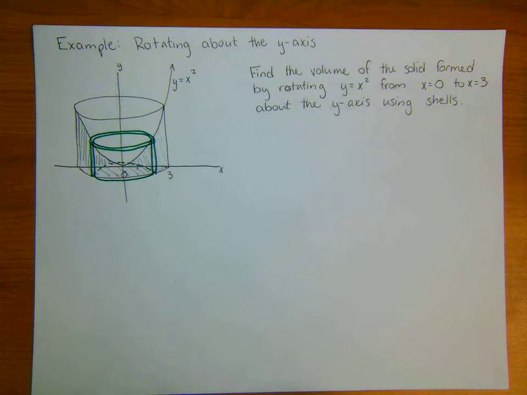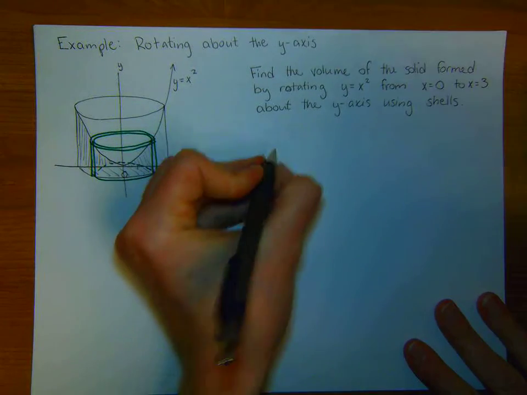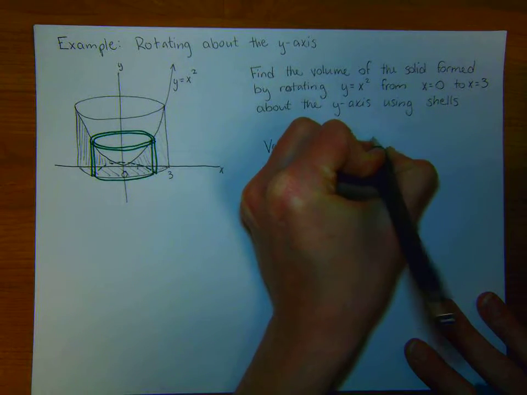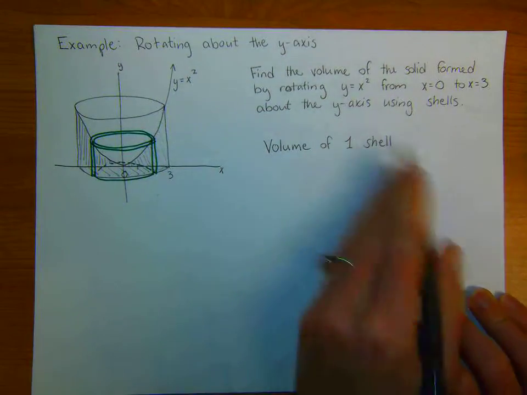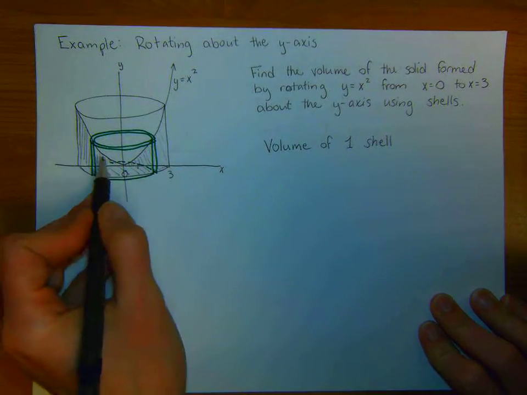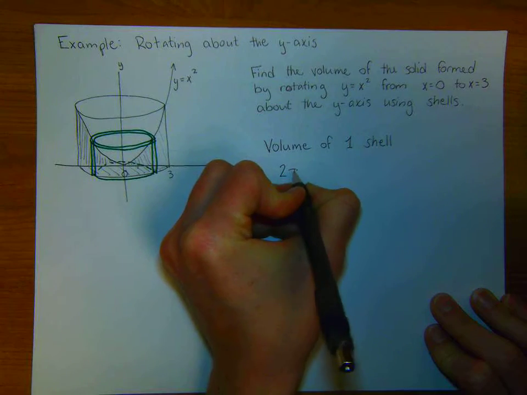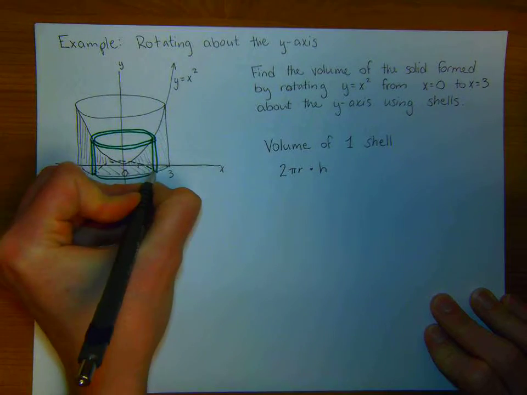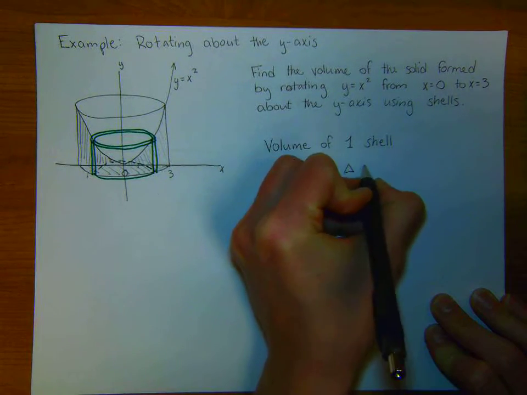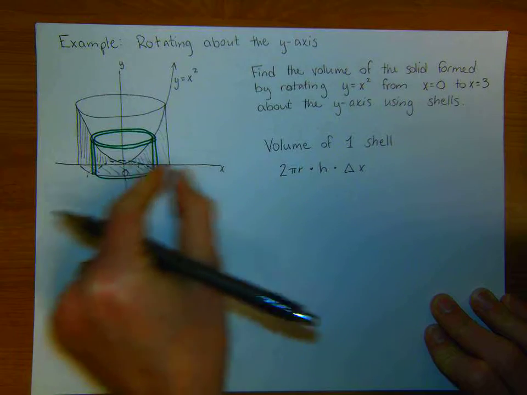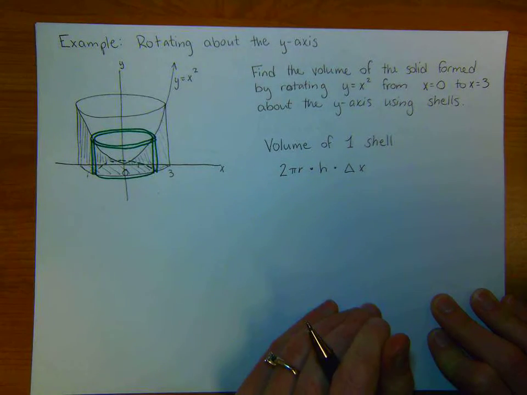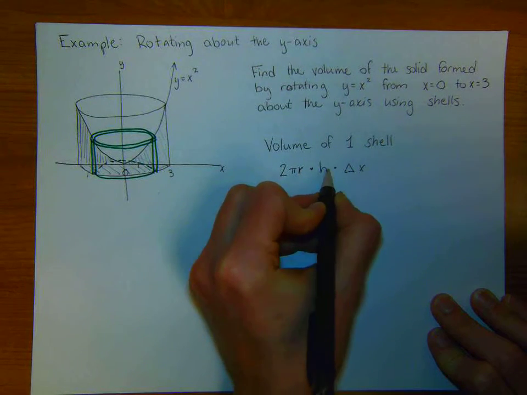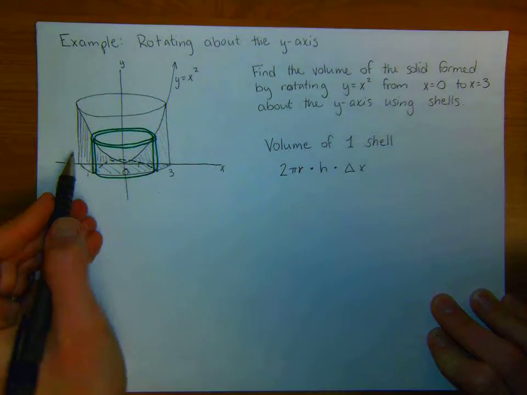So let's find the volume of one shell. Thankfully, we already have a lot of the work done for us. We know that the volume of this shell is going to be 2 pi r, the circumference of the shell, times the height of the shell, times delta x, the width. That's a delta x because I'm chopping it up along the x-axis. So in order to actually set up our integral, we need to find out what r is and what h is in this specific situation.